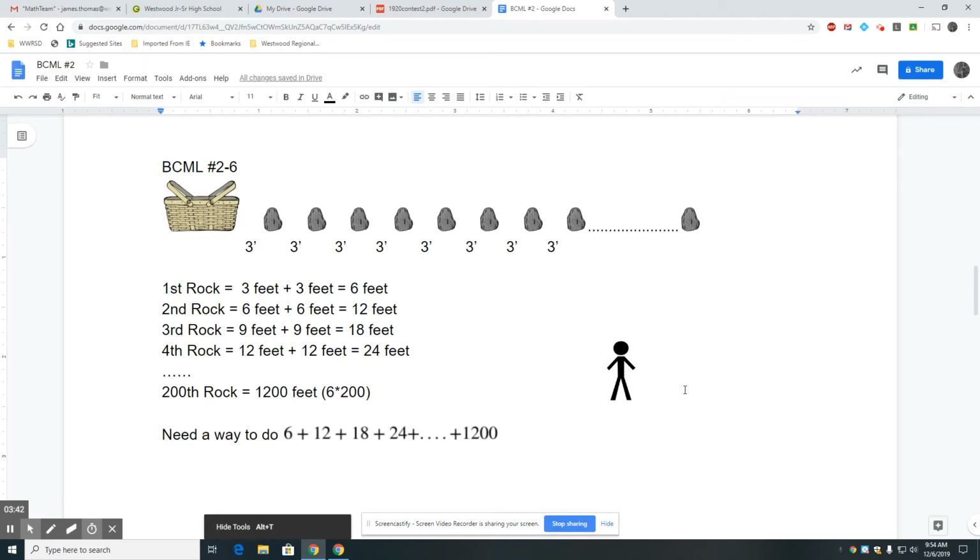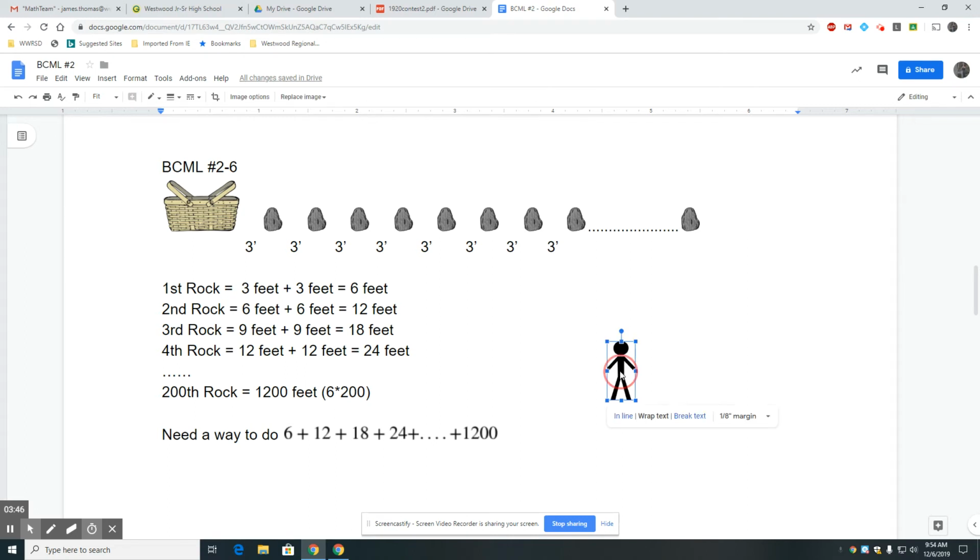The last problem I want to take a look at was the rock in the basket problem. Now, the concept is simple enough. You've got 200 rocks, and what we're going to do is go to the basket, grab the first rock, go back. Grab the second rock, go back. Grab the third rock, go back. And eventually we're going to grab the 200th rock and place all of them into the basket. And the question is, how many feet do we need to walk in order to do this?